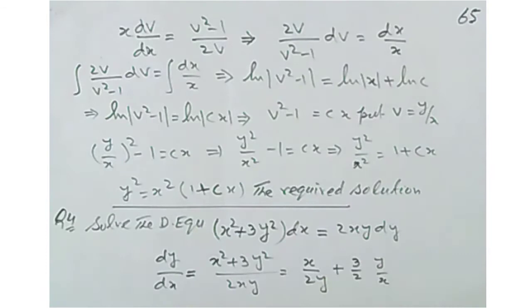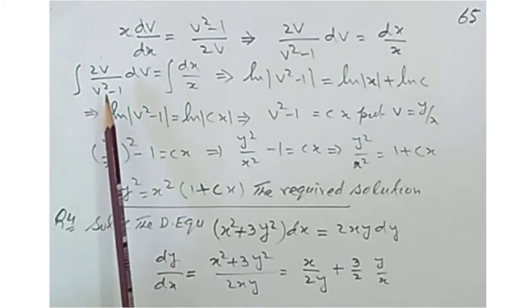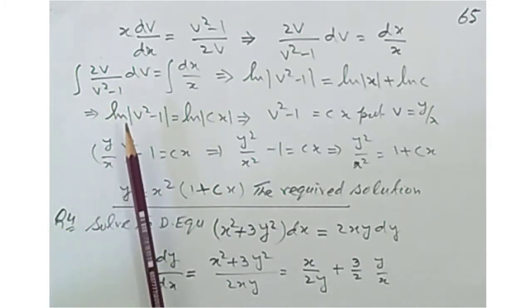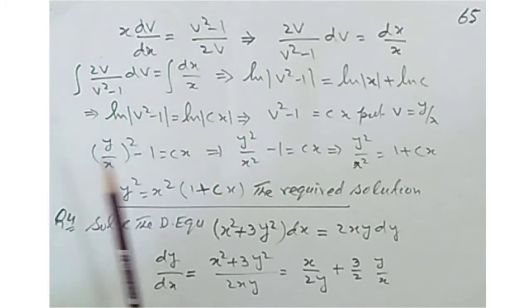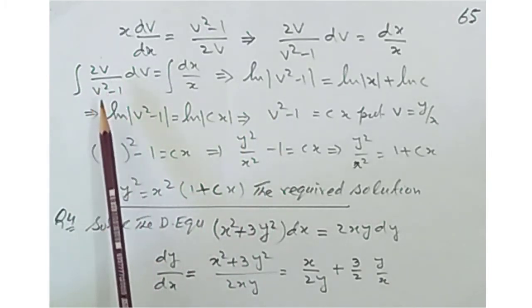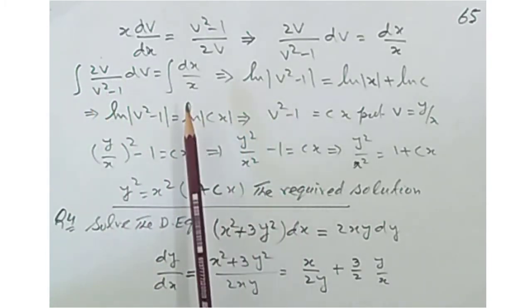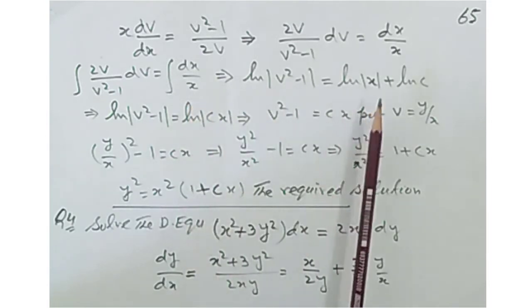Now the variables are separated here. Now we integrate both sides. The integral of 2v divided by v square minus 1, the function and its derivative, is log of (v square minus 1), and the integral of dx over x is log x plus log c.